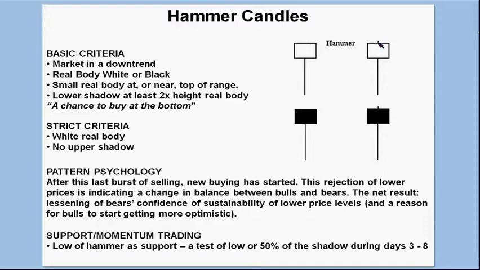But this is a strict criteria hammer, and the strict criteria hammer does not have any kind of wick or any kind of shadow above it. It means it actually closed at the high. And you'll see in some hammer candles a very, very long wick. The longer the wick or the longer the shadow, the stronger the candle. And if you have a strict criteria hammer and you have a very long wick, that is telling you that the trend has very likely changed.